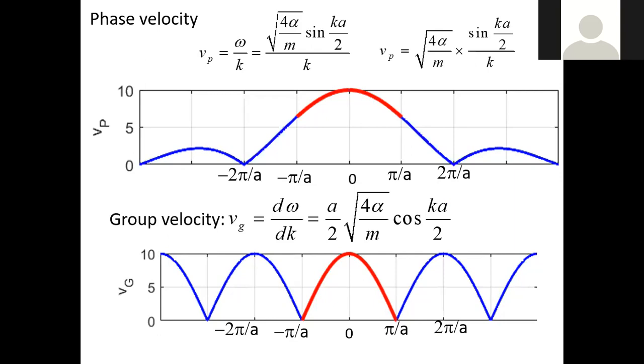Now, what is phase velocity? We see here that this phonon wave will be a combination of many individual waves, and the phase velocity is the constant phase movement for an individual wave. The group velocity is the velocity of the phonon as a whole, when all the individual waves combine, and it is given by a/2 times square root of 4α/m times cos(k/2). So this is the variation of phase velocity and group velocity.